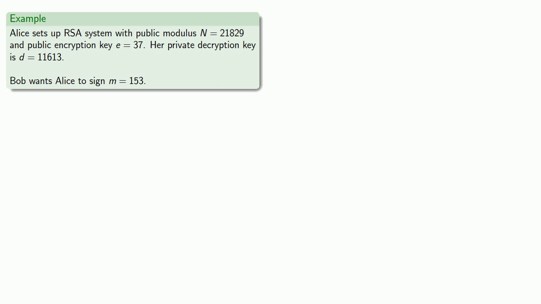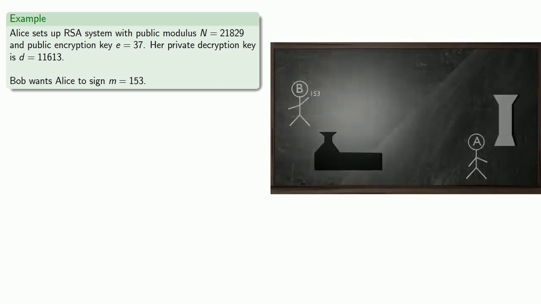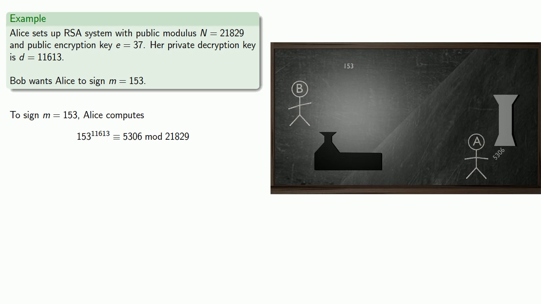Well, let's try out the obvious thing. So Alice sets up an RSA system with N equal 21829 and public encryption key E equal 37. Her private decryption key is D equals 11613. And Bob wants Alice to sign M equals 153. So to sign M equals 153, Alice computes 153 to her private decryption exponent and gets 5306 and sends this message on to Bob.